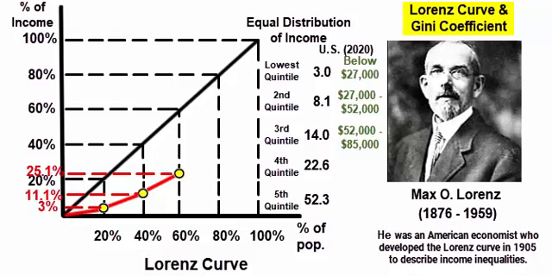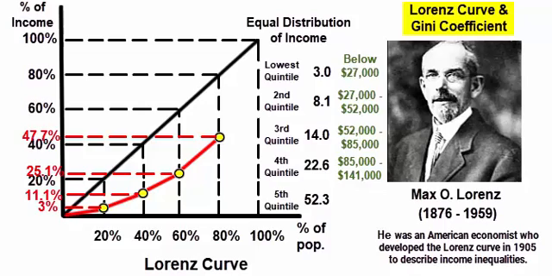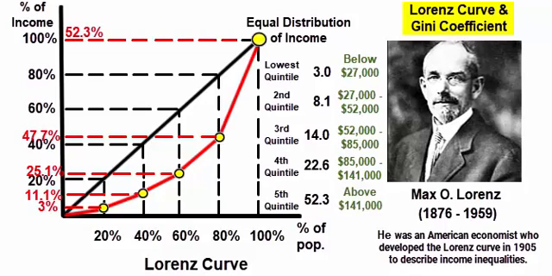The fourth quintile, representing those with income below $141,000 and above $85,000, was 22.6%, meaning the income of the bottom 80% equaled 47.7% of overall income. The top fifth quintile, representing those with income above $141,000, was 52.3%. This indicates the overall income of 100%, or all 5 quintiles combined.